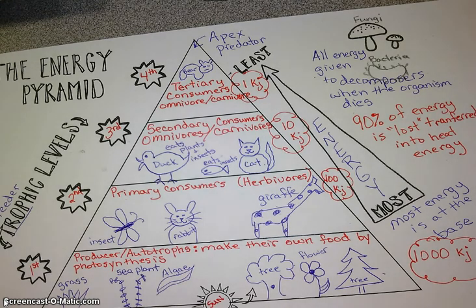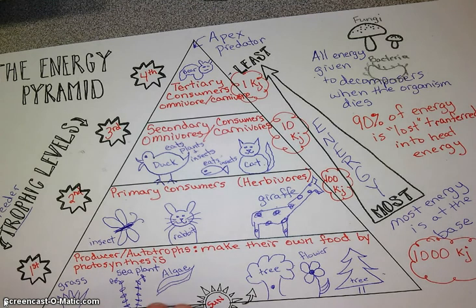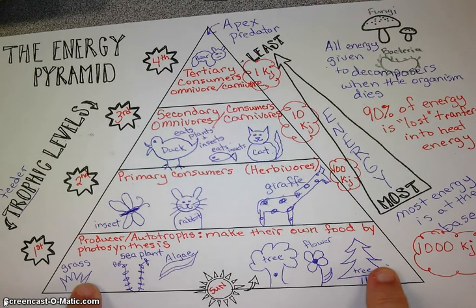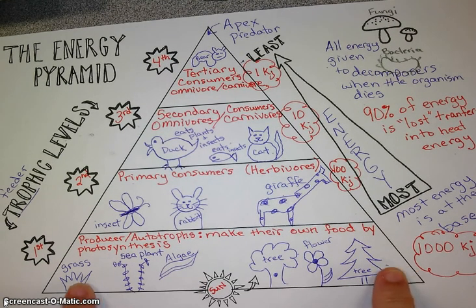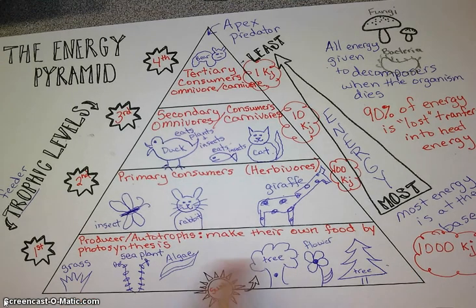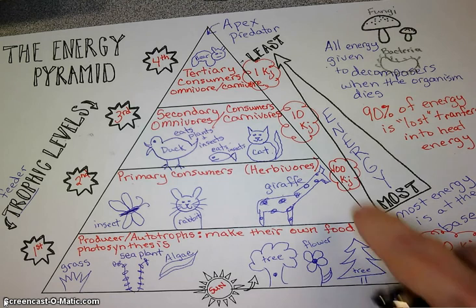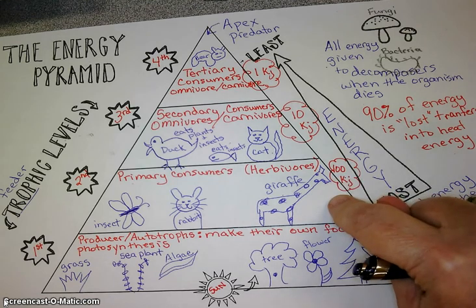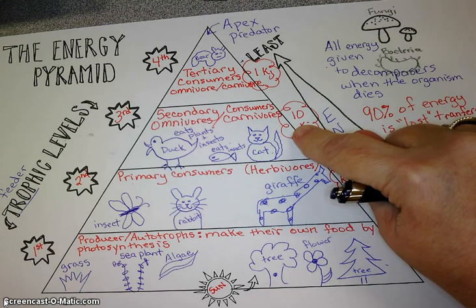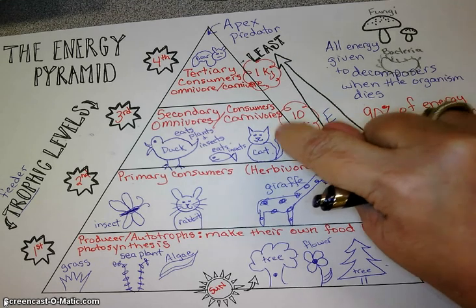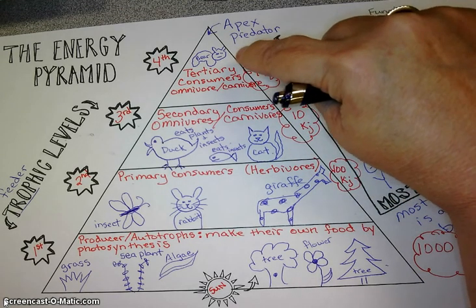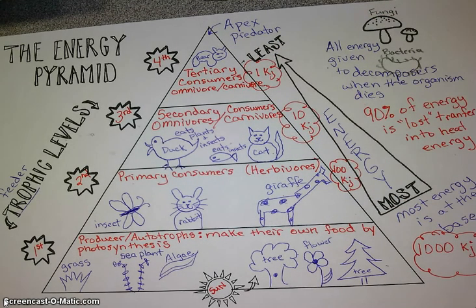And so our energy pyramid, again, most of the energy is at the base. Also, most of the mass or most of the matter is at the base. You will have more producers or autotrophs than you will have herbivores. And you'll have more herbivores than you will have secondary consumers. And you'll have more secondary consumers than you will have tertiary consumers. So, energy pyramid. That's it.